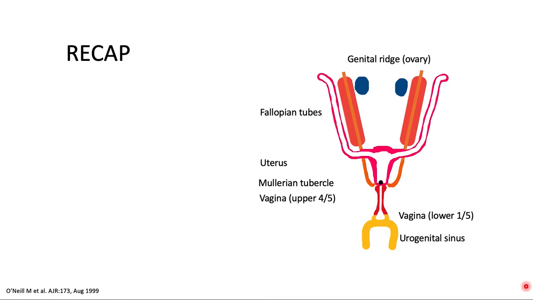So, question. In Mullerian duct agenesis, which are the structures which are going to be absent? Okay, so again, these are the derivatives of the Mullerian ducts. So if you have Mullerian duct agenesis, you will have absent fallopian tubes, uterus and cervix. You will have absent Mullerian tubercle and the upper portion of the vagina.